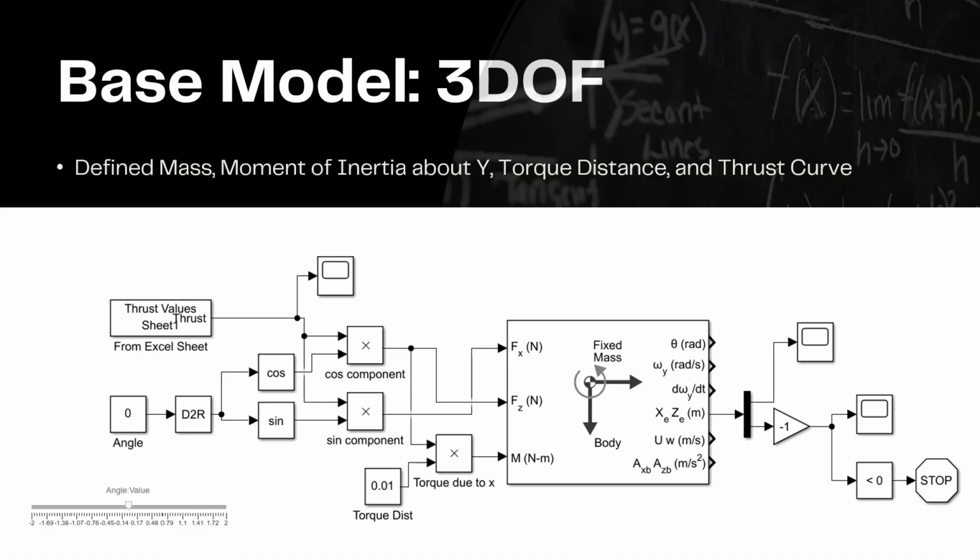This is an example of a 3DOF mathematical model of the rocket, 3 degree of freedom. However, this is just an open loop system based on a defined gimbal angle. Based on this defined gimbal angle, the rectangular components of the force will be applied to the rocket and its position will be given.